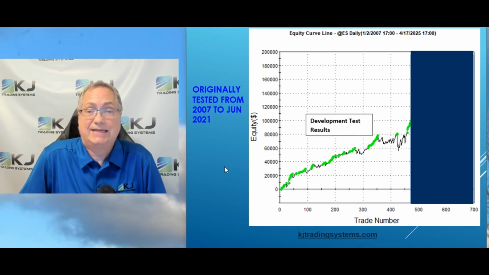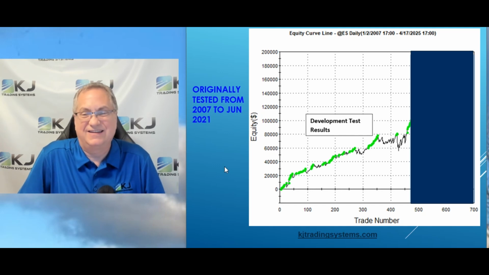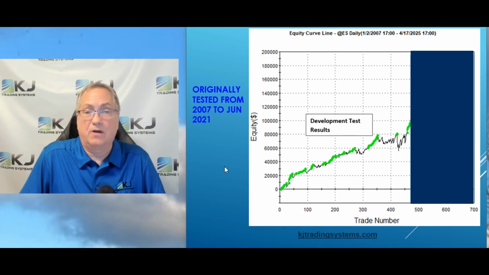So originally I tested this from 2007 to June of 2021, and that's what the equity curve looks like. Pretty good up until about trade 350. And then it doesn't look that great, although towards the end it started making new highs. But in general, it's a pretty good equity curve.